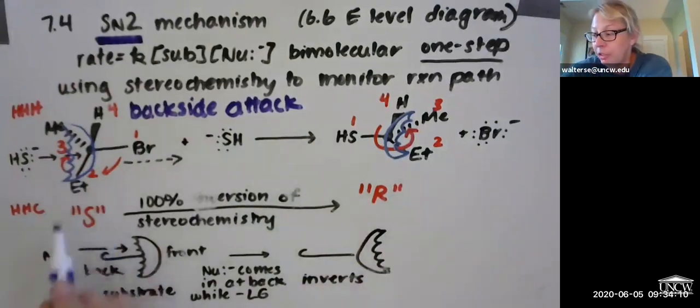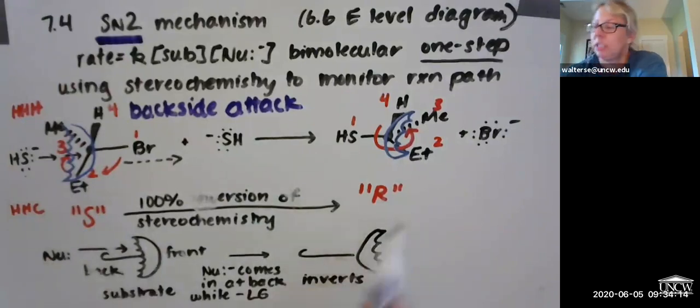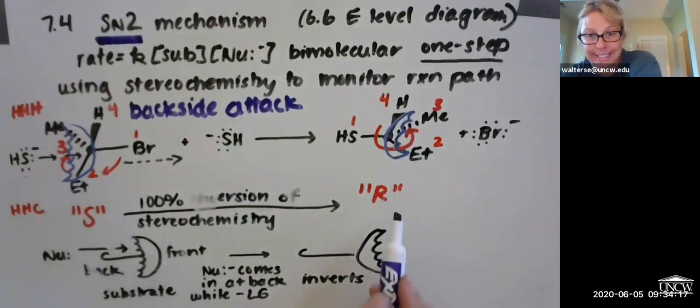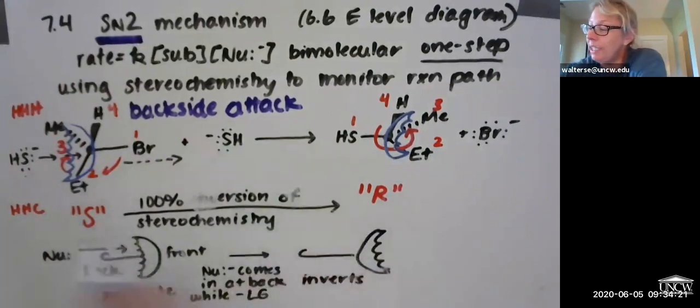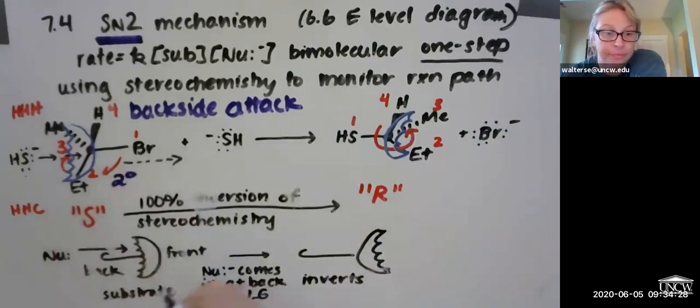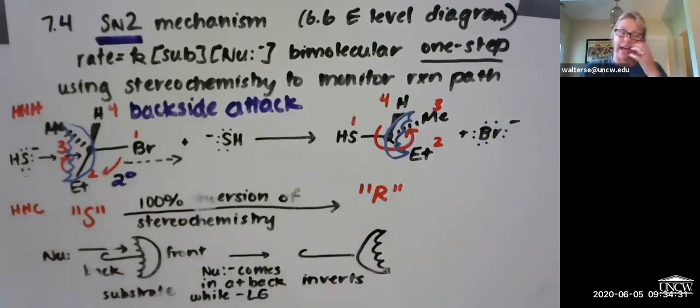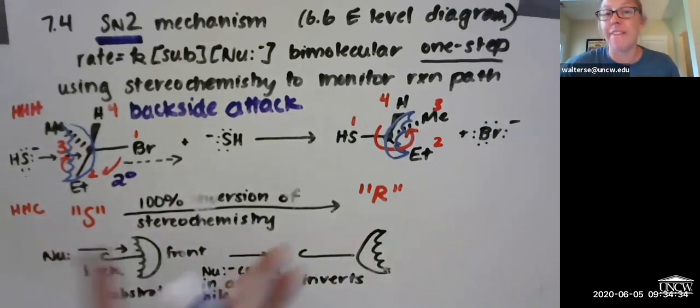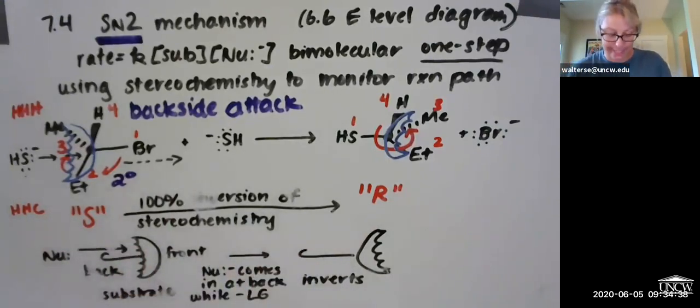So if your substrate is S, your product will be R. If your substrate is R, your product will be S. You will only see the inversion in stereochemistry if you have a secondary substrate. If you have a different type of substrate, you won't see this. But this is the evidence for one step by backside attack. Are there any questions about this before we start looking at a simpler example?